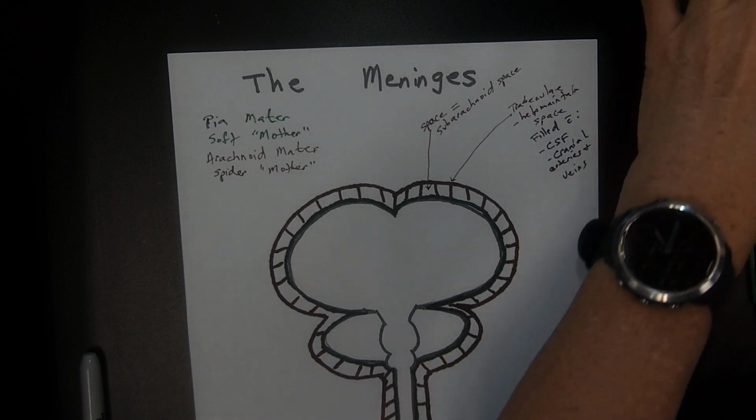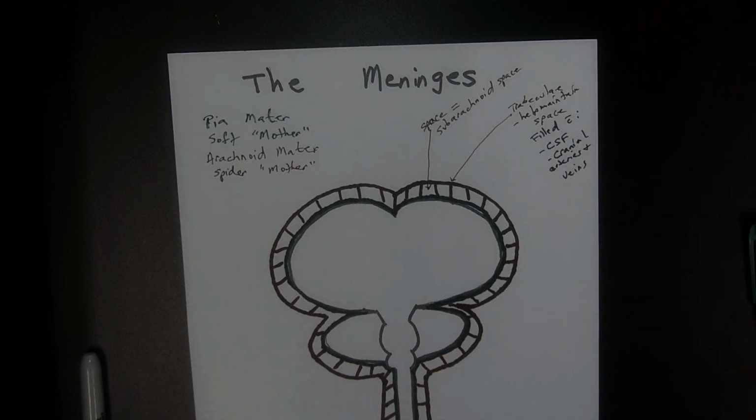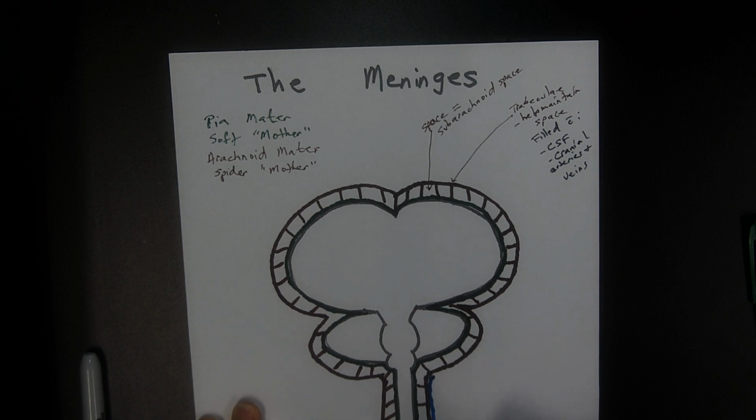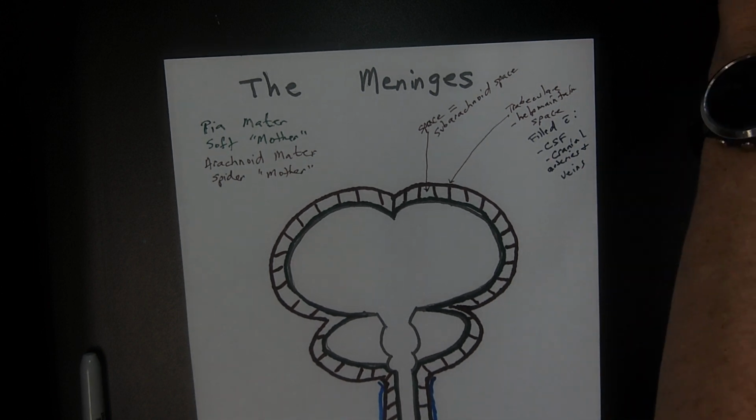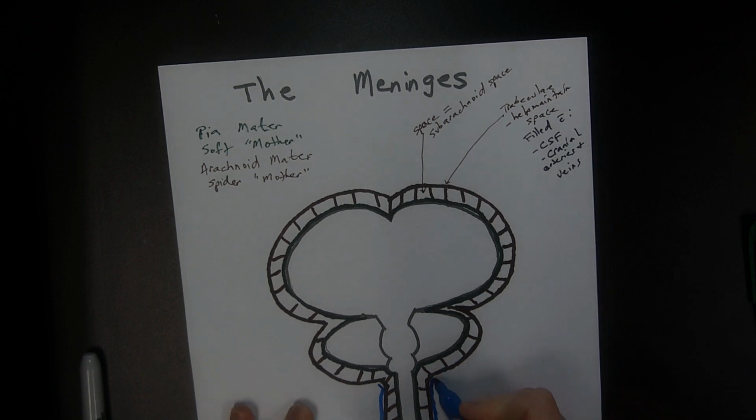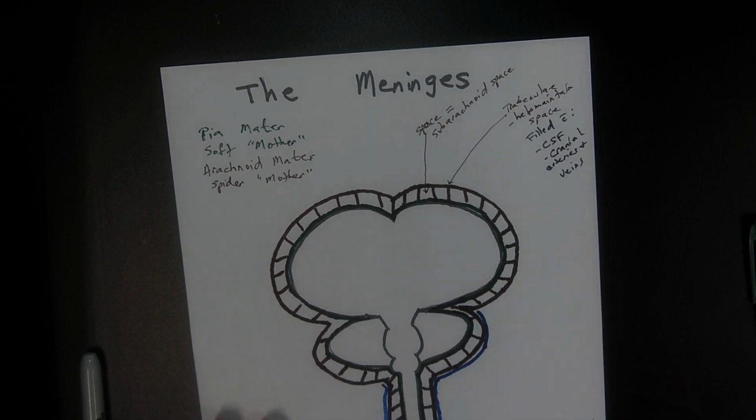The last layer, I'll do mine in blue. Okay. Let's start here. So the last layer, there's really no space that's maintained or anything, but there's the last layer here, which I'm choosing to represent in the blue color. It goes all the way around. It's just the next layer after the arachnoid matter.